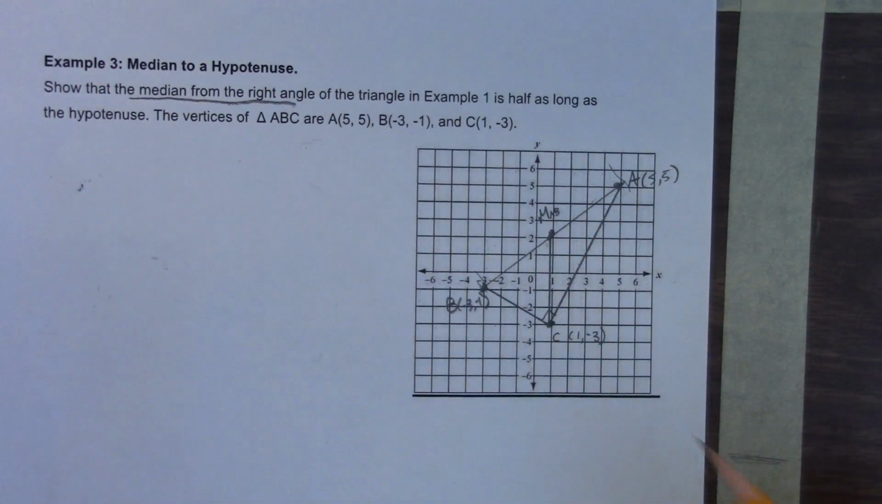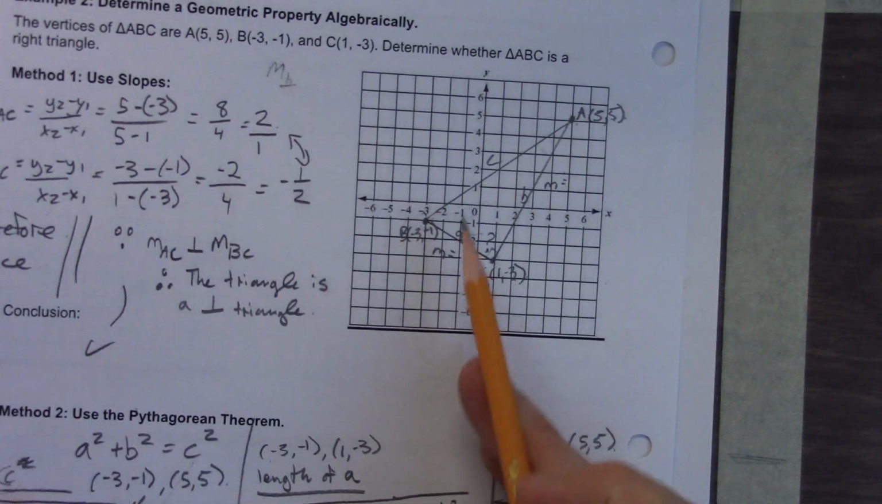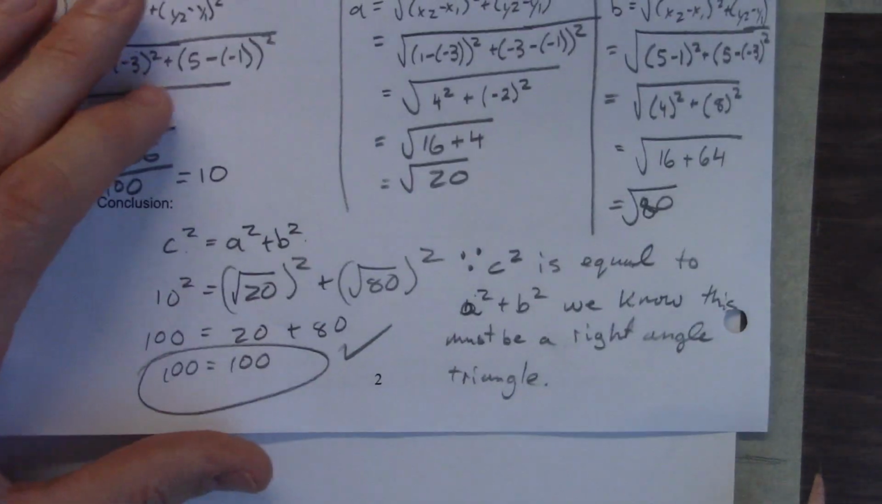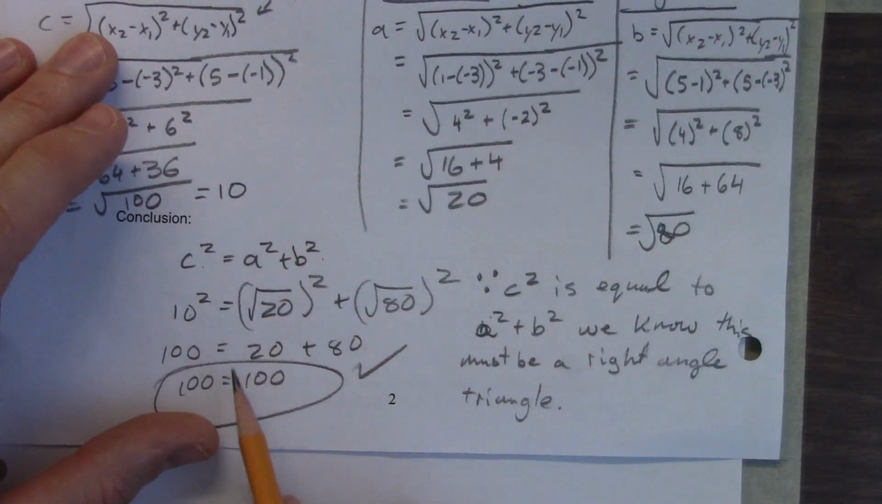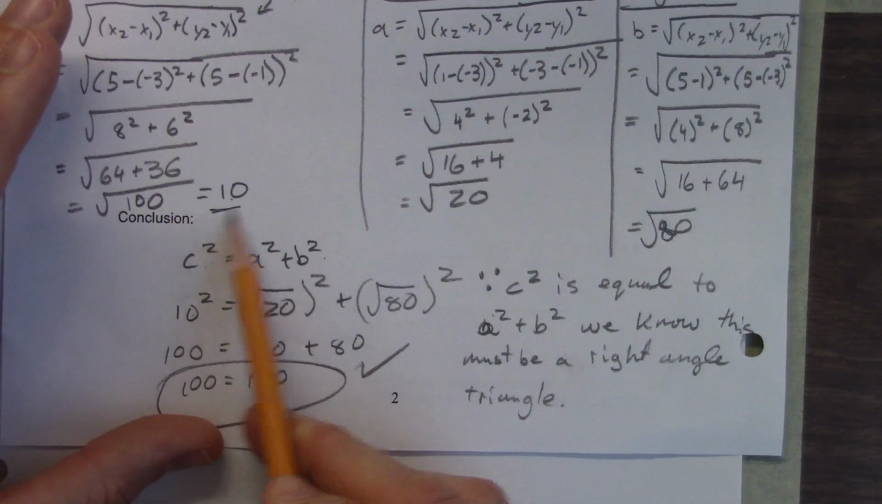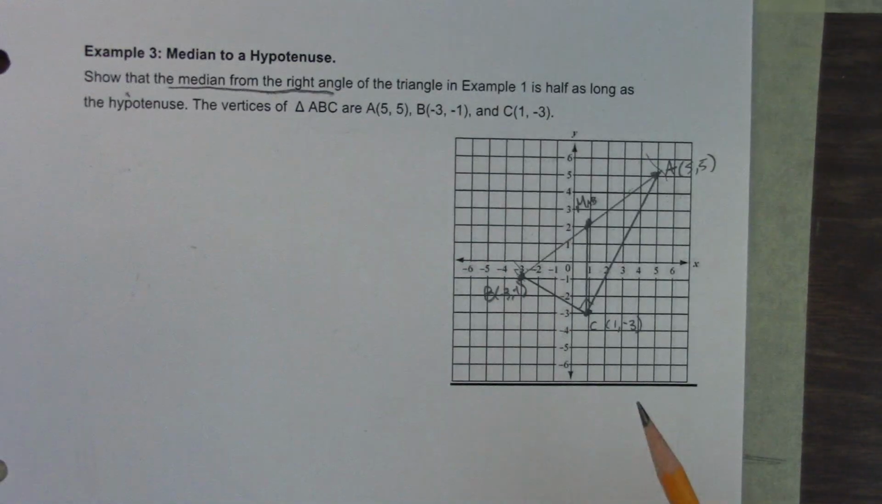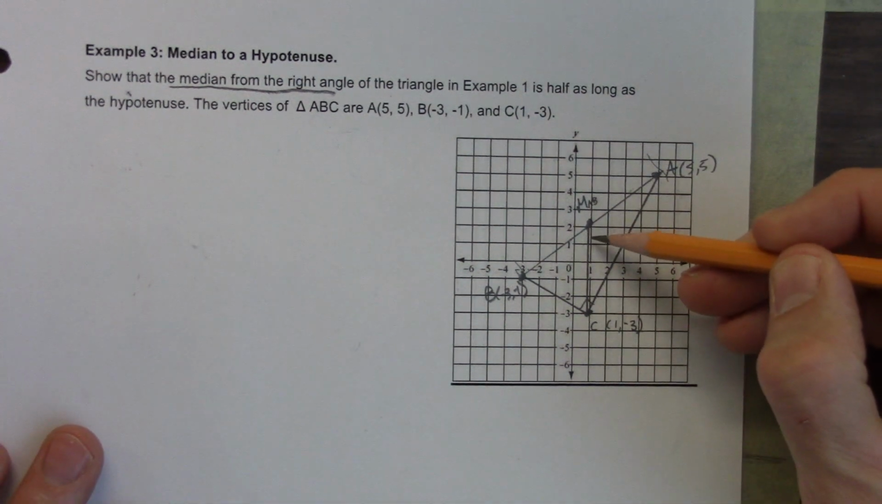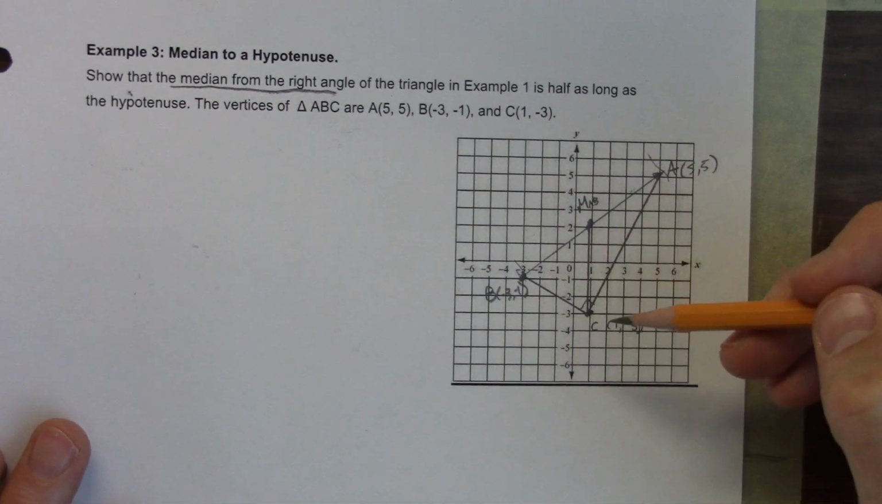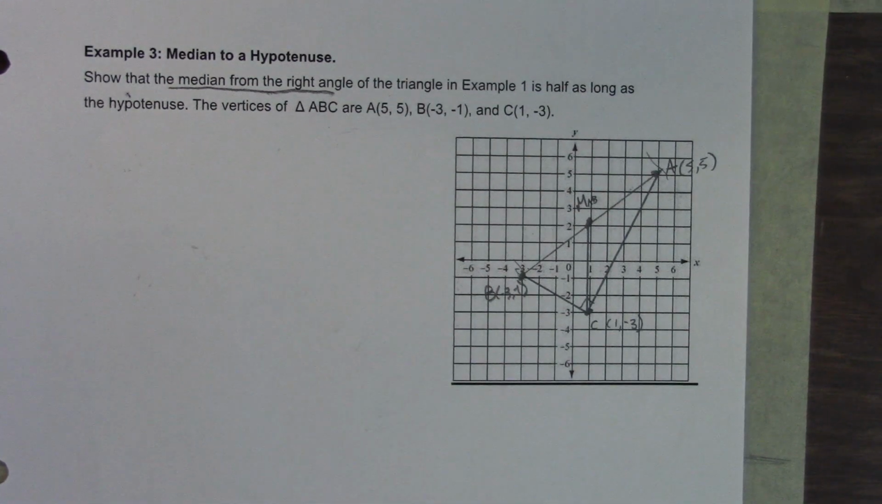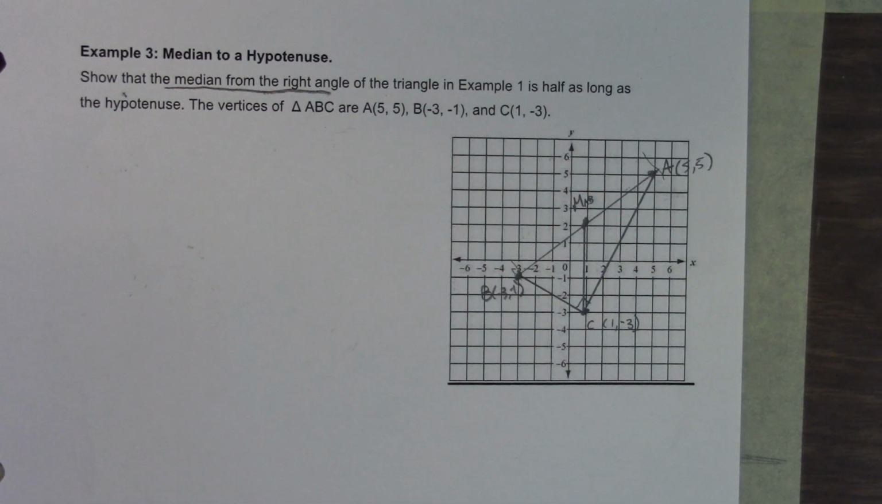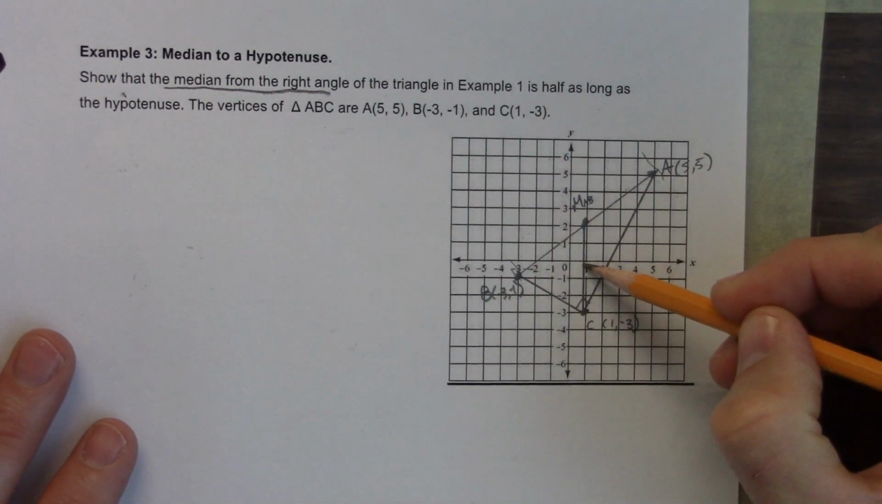Yeah. Yeah, we figured that out already, right? We know that that is C over here. C, which we calculated to be 10. Not 100, but 10, right? C squared is 100, but C is 10. So we want to know that this line is what? Yeah, 5. We want to know this line is 5. That's what we're trying to figure out.